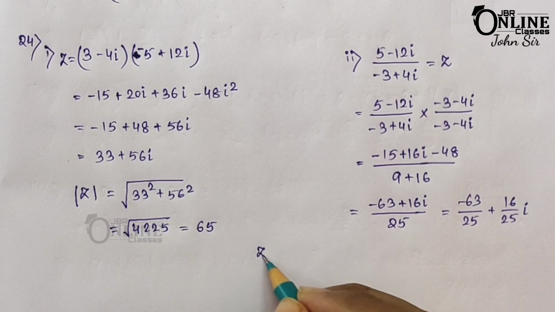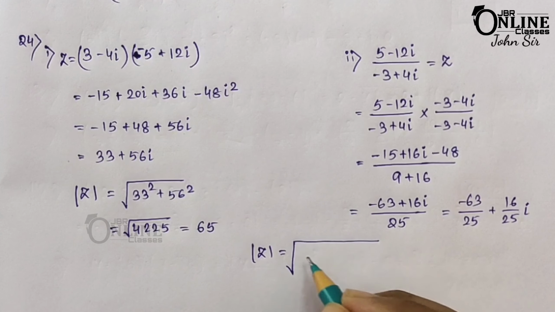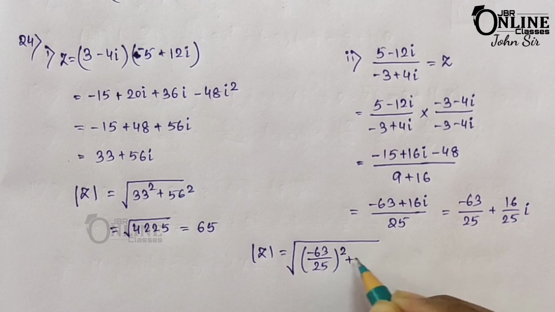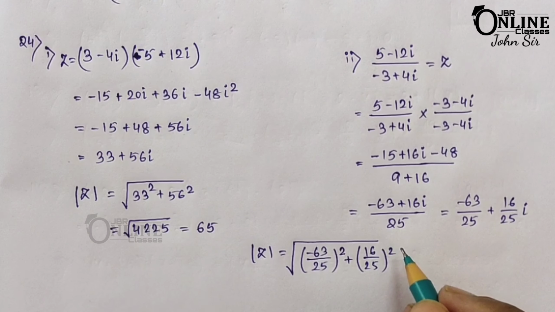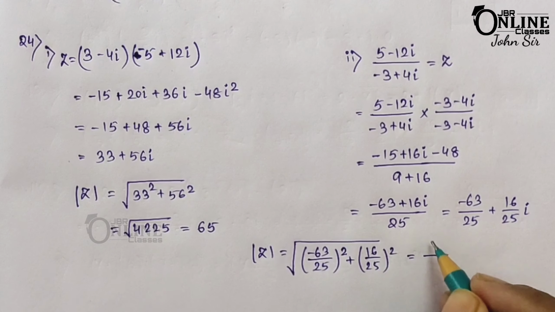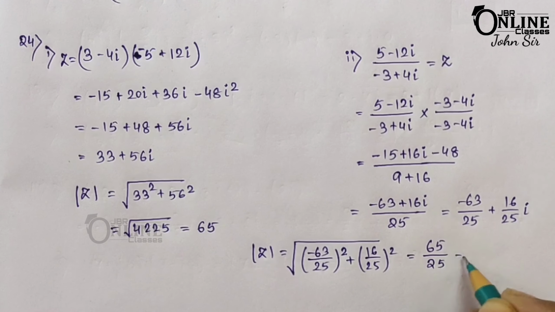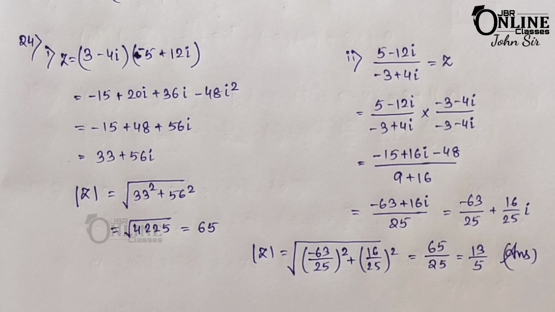Now if you find out mod z for this one, it will be root over (minus 63 by 25) whole square plus (16 by 25) whole square. Okay, and if you calculate this, then you will get in the numerator 65, in the denominator you have 25. So it will be 13 by 5 as your answer.